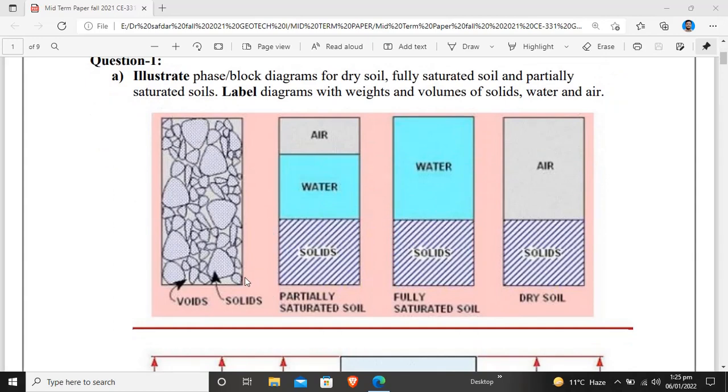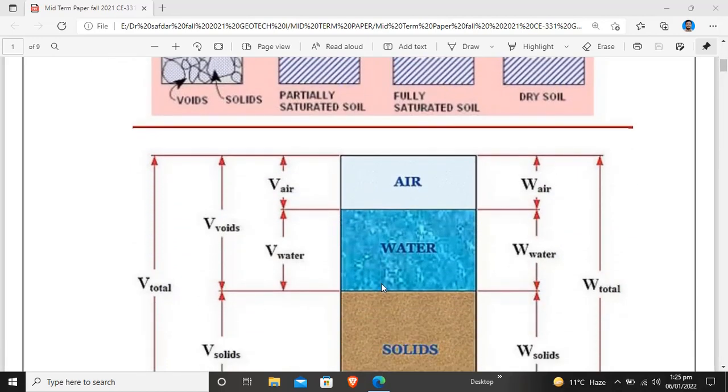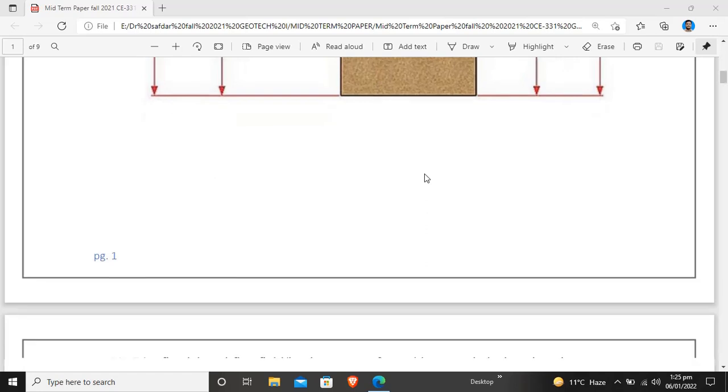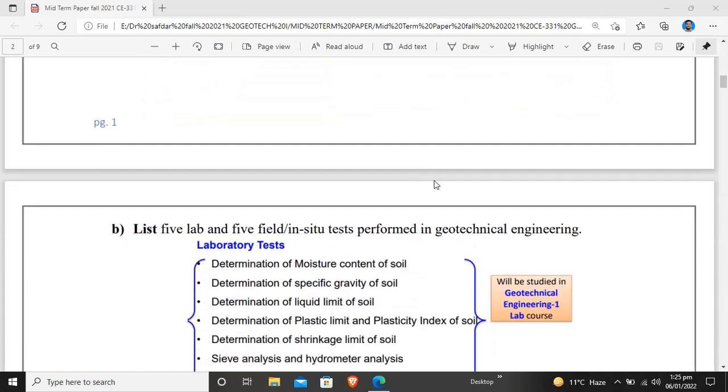This is the voids and solid diagram. This is partially saturated, fully saturated and dry soil, and this is the volume and weight labeling of the air, water and solids in this block diagram. Moreover, in the first question, part A is already discussed.